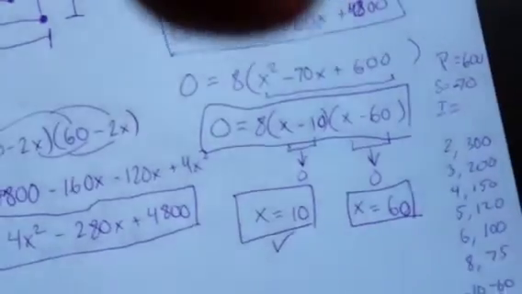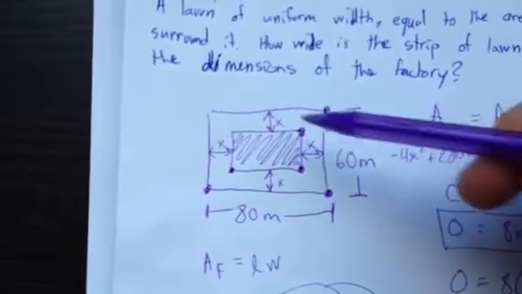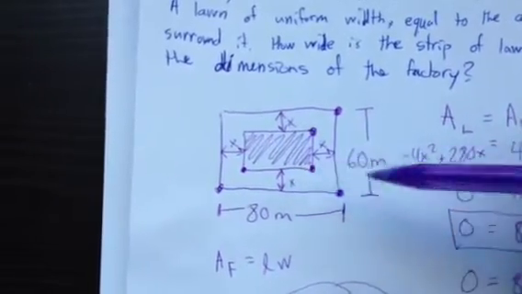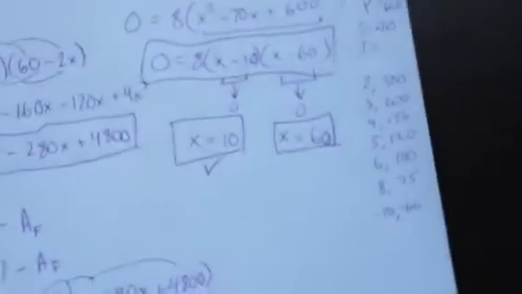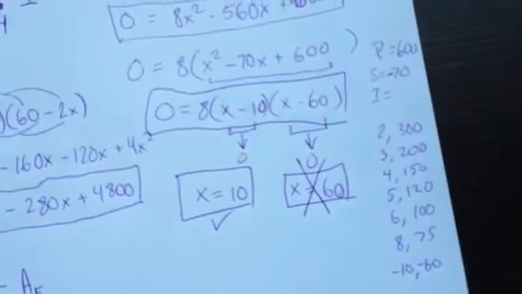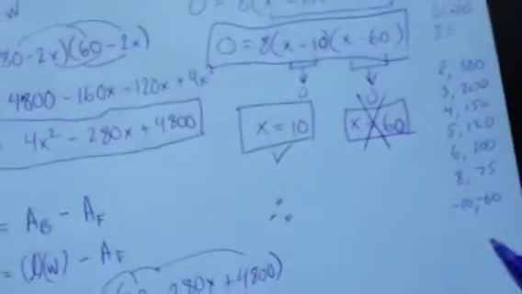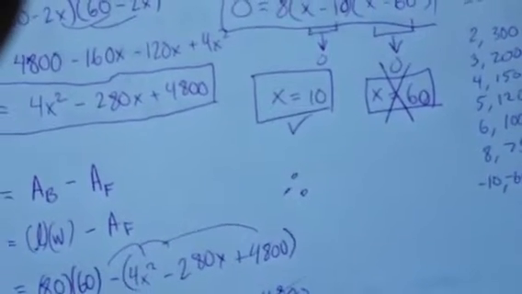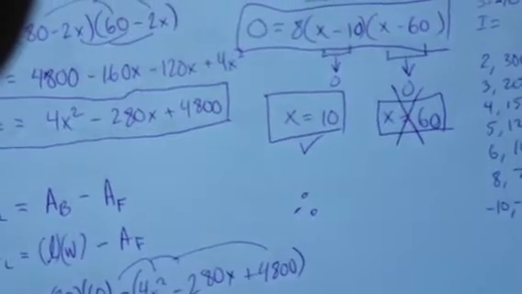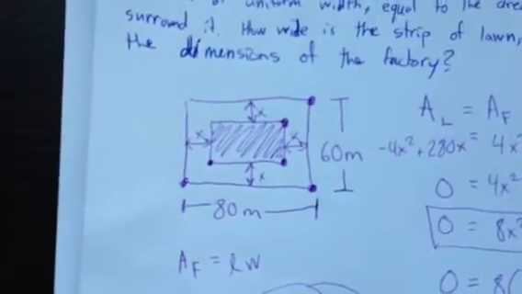The 60 though, if I take a look at that, this cannot be 60 because this entire length is 60. So if that's 60 and that's 60, that's already way too big, and this problem wouldn't make sense if the x was 60. So the x equals 60 answer is actually inadmissible. So the only correct answer is x equals 10. Therefore, you could write a sentence: the lawn of uniform width should have a width of 10 meters. Okay, so x equals 10 meters is the only answer for this problem here.